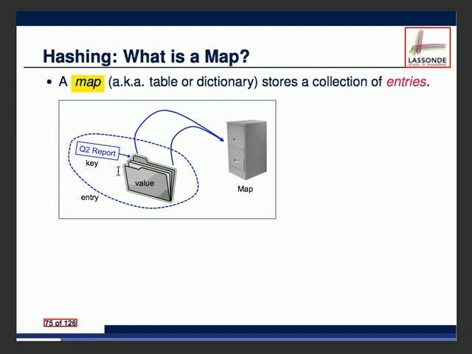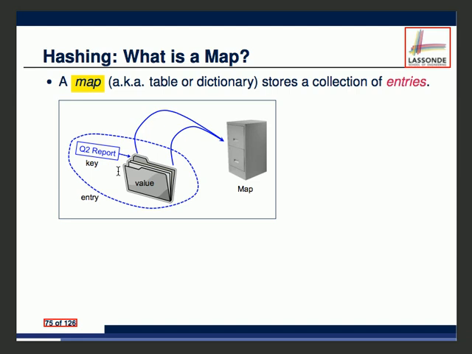Now, let's say I want to look for the Q3 report. What should I do? I need to go into the map and then retrieve the one that has the label with Q3 report. So I always search by using the key. And then once I use the key to find the corresponding file, I can retrieve the value. That's kind of how the map works.